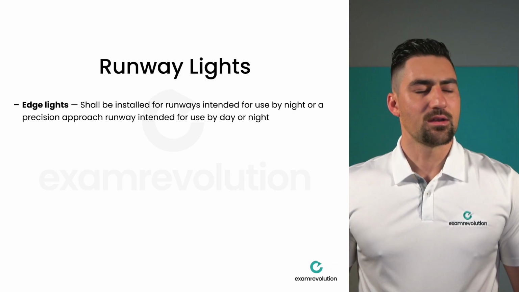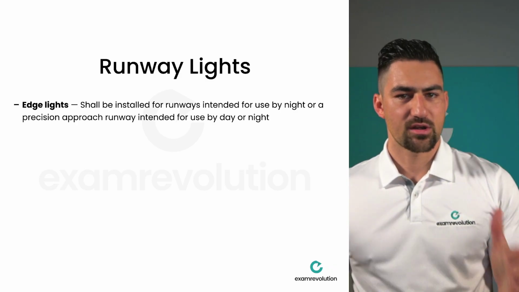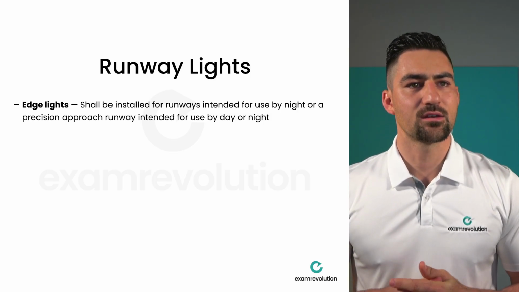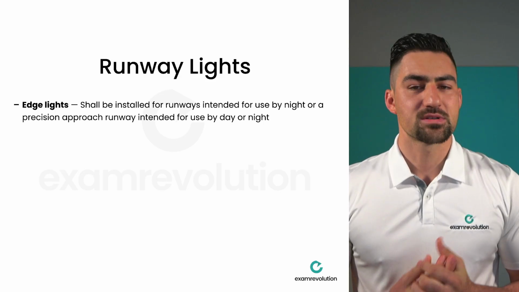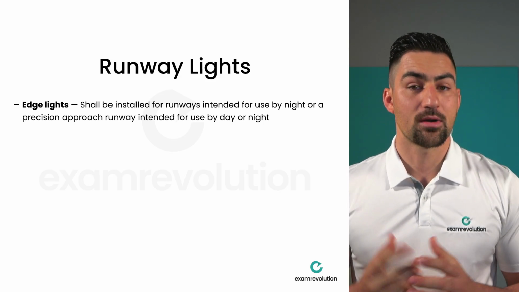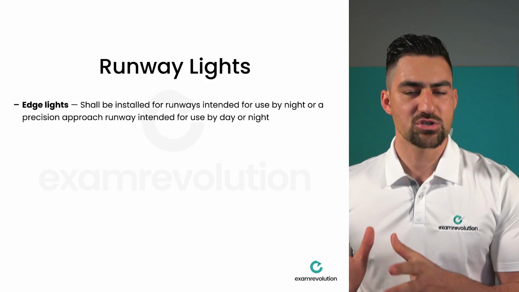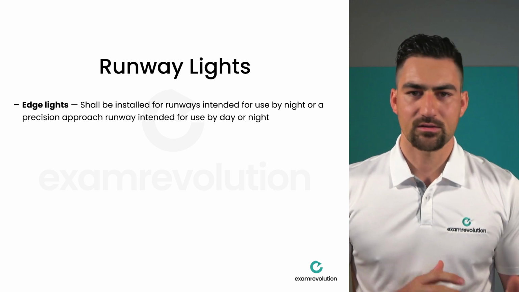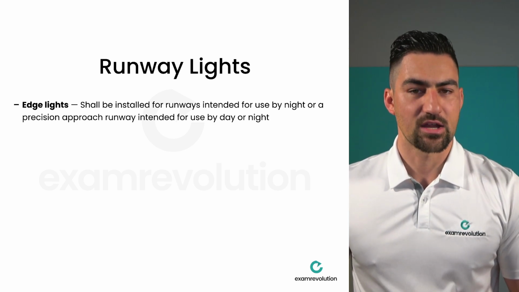Okay, then let's move on to edge lights. So that was the threshold identification lights. Edge lights shall be installed for runways intended for use by night, or a precision approach runway intended for use by day or night. So if you've got a precision approach runway, you must have edge lights. Whether you're using it only in the daytime, it doesn't matter. You must have edge lights.